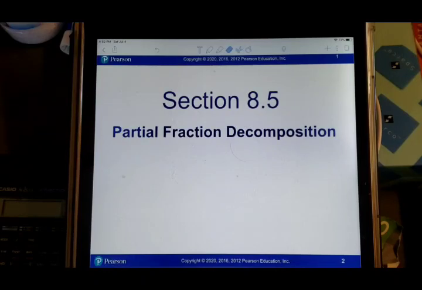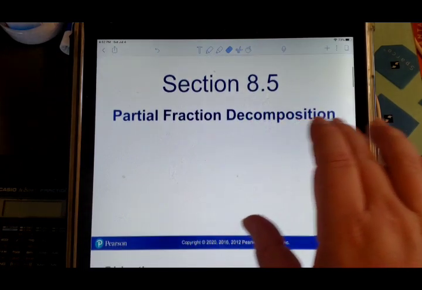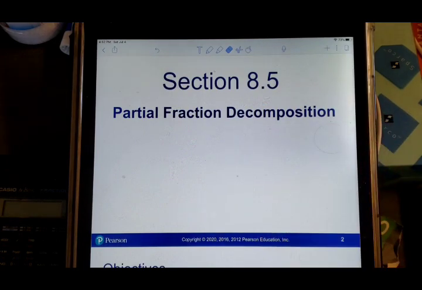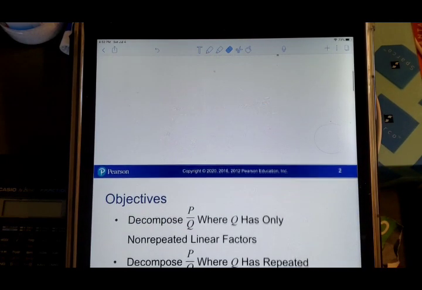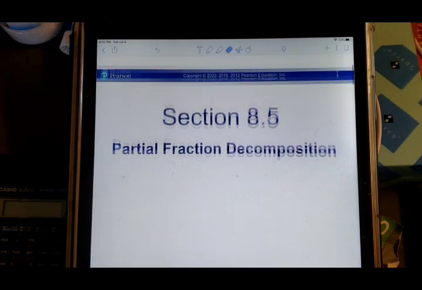All right, welcome to section 8.5. You might have noticed that 8.5 is kind of a special section because it has its own homework. No other section has its own homework. Usually we have several sections, maybe even more than one chapter in the homework. But partial fraction decomposition is a pretty labor-intensive process.